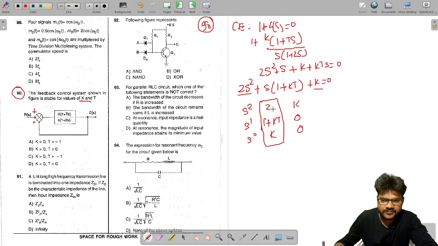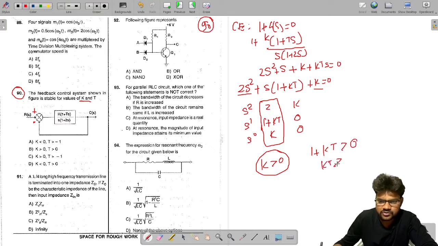So for the system to be stable, in the RH table the first column has to have all the signs the same, either all negative or all positive. If 2 is positive, then all the signs have to be positive, so k has to be greater than 0, because this third term in the first column has to be positive, and 1 plus kT also has to be positive. So 1 plus kT has to be greater than 0, then kT has to be greater than minus 1, and we know the range of k.